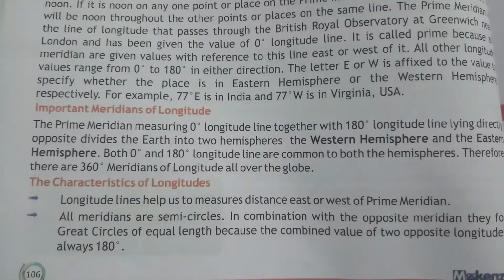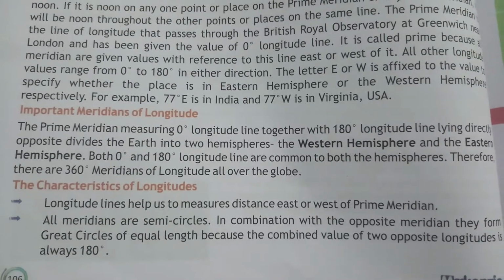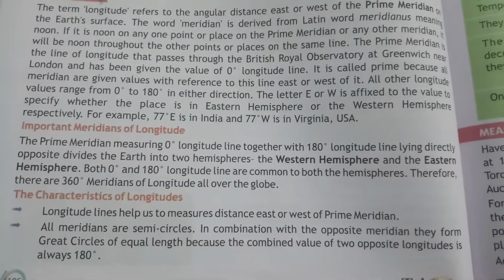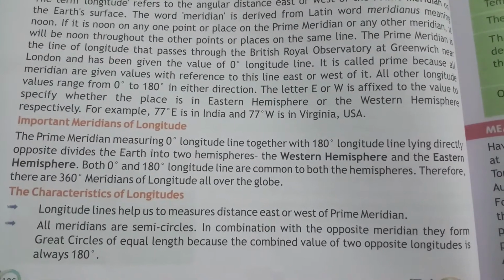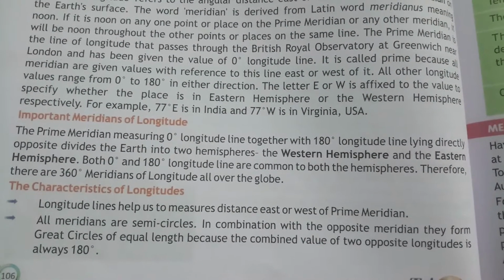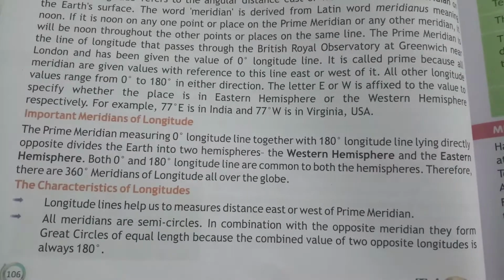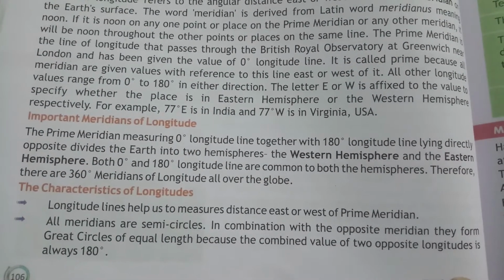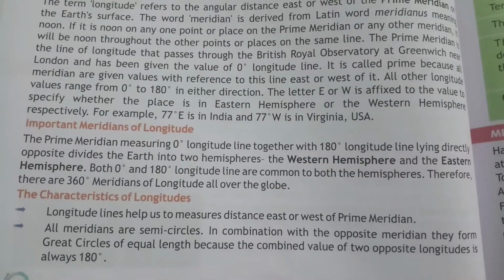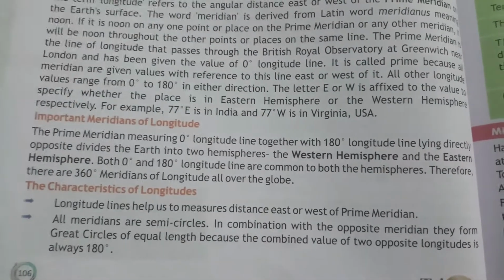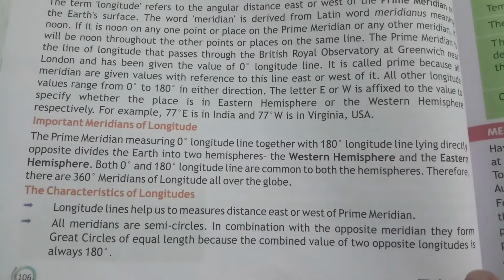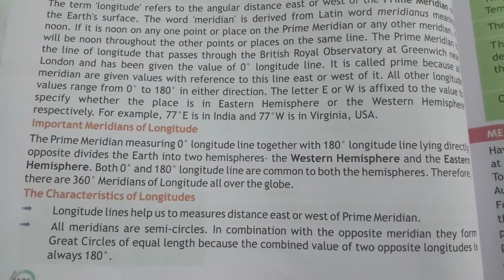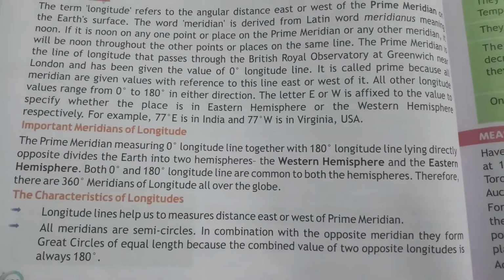The prime meridian, measuring 0 degree longitude line, together with the 180 degree longitude line directly opposite, divides the Earth into two hemispheres, the western hemisphere and the eastern hemisphere. Both 0 degree and 180 degree longitude lines are common to both hemispheres. Okay, this is the common way. Therefore, there are 360 degree meridians of longitude all over the globe.